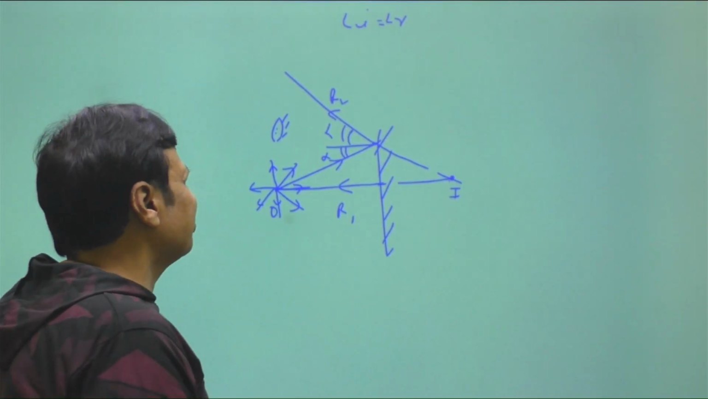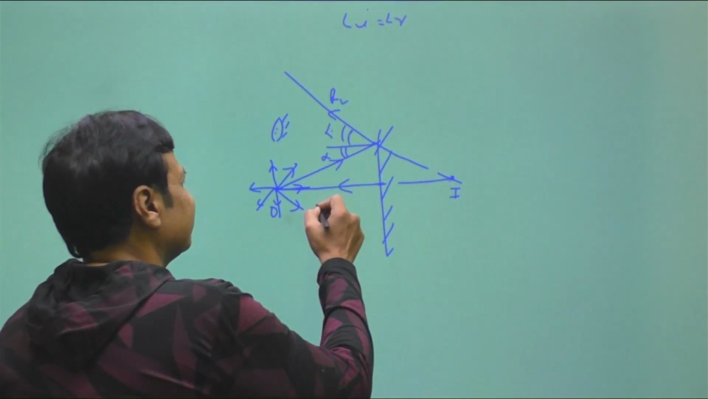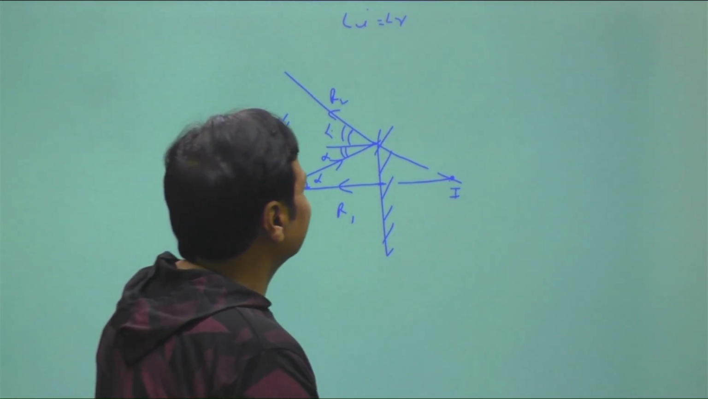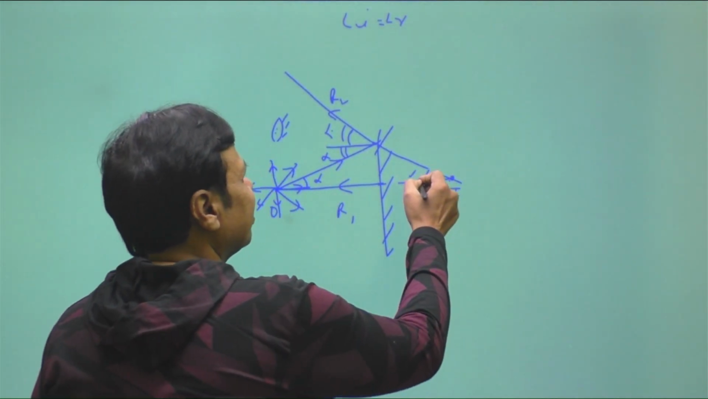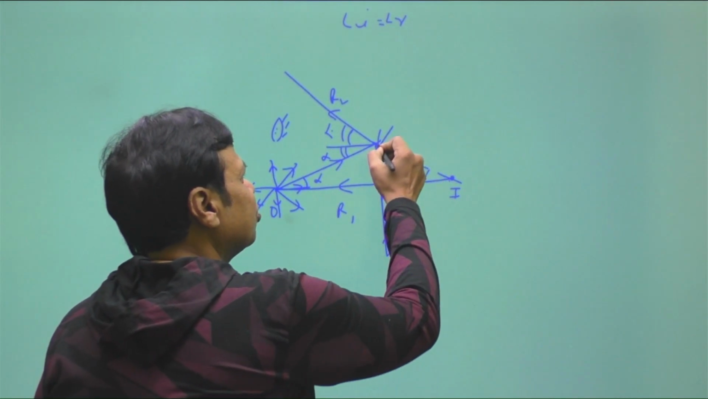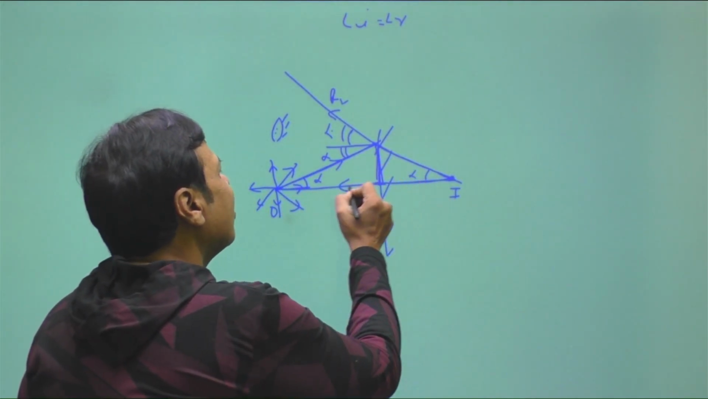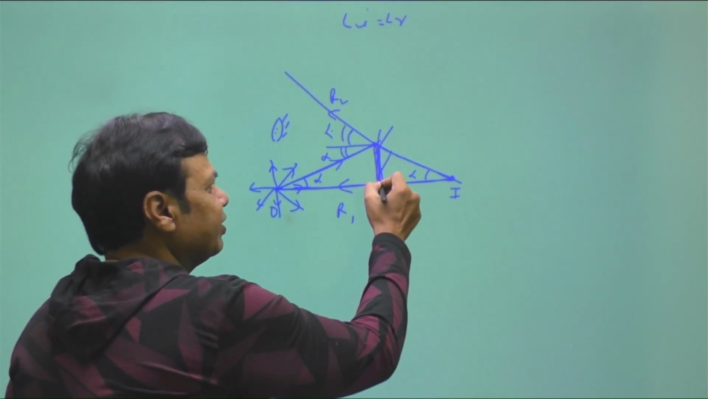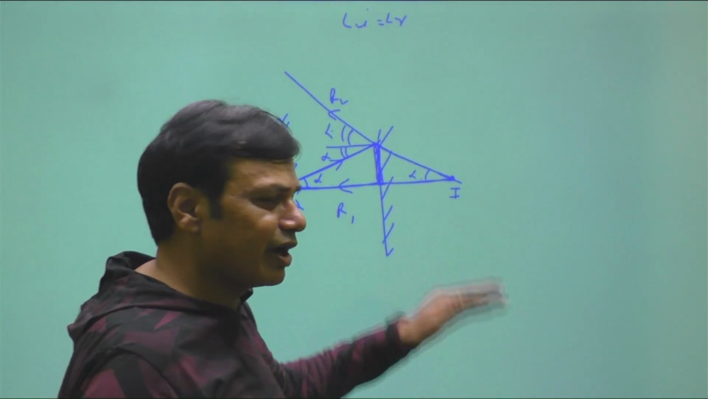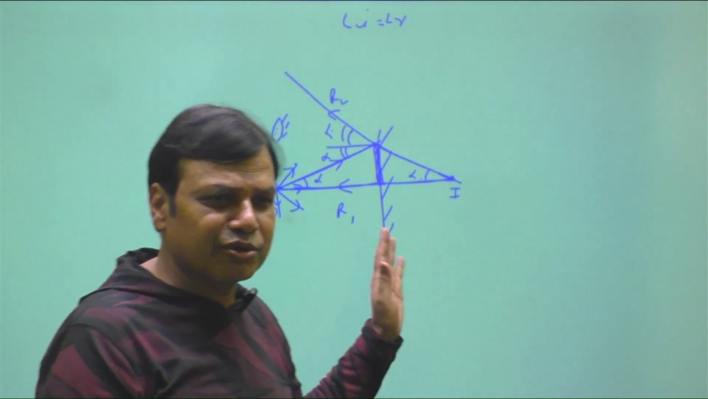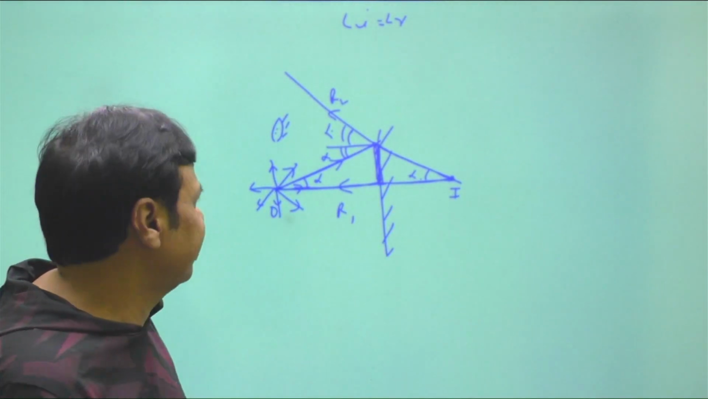And the rest of the geometry you can do yourself. If this angle is alpha, this angle will be alpha, this angle will be alpha, and so this angle will be alpha, and there are two triangles with us. And this side is common and this angle is the same, so these two triangles are congruent.